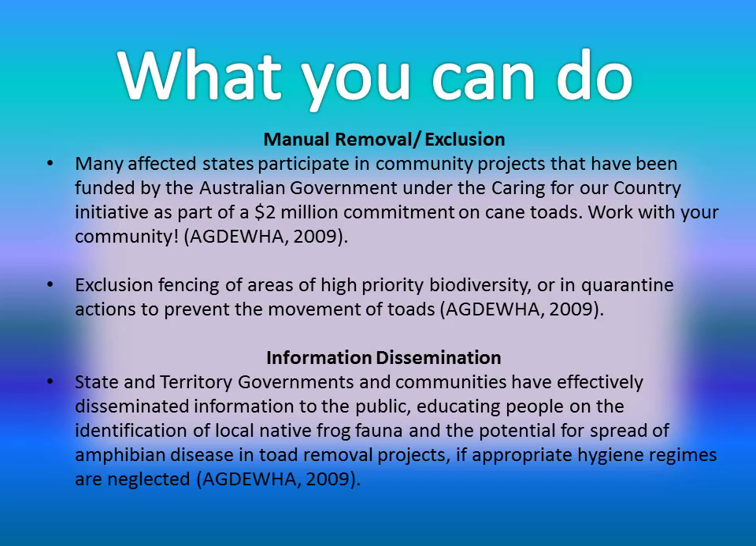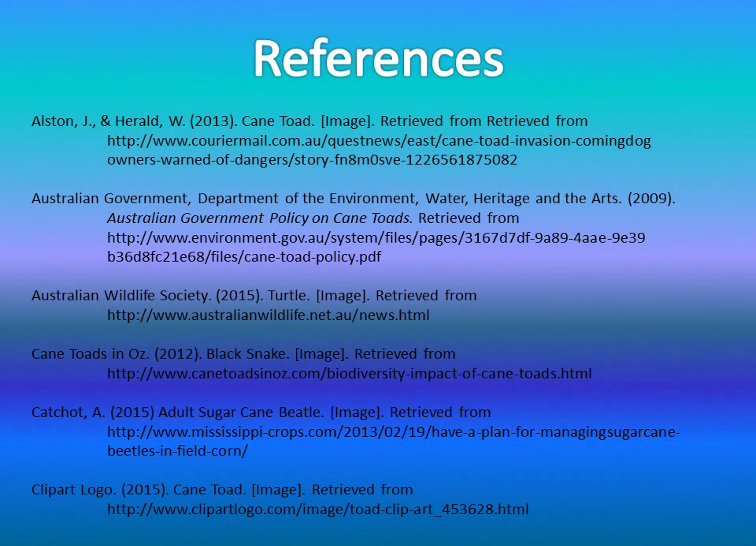Information dissemination. State and territory governments and communities have effectively disseminated information to the public, educating people on the identification of local native frog fauna and the potential for spread of amphibian disease in toad removal projects, if appropriate hygiene regimes are neglected. We now need to help this process by spreading the word and educating others on this issue.